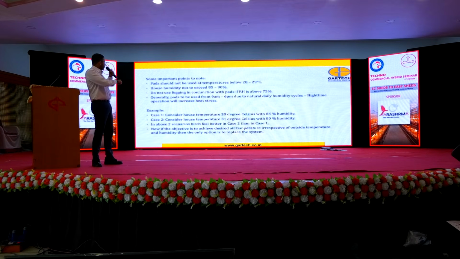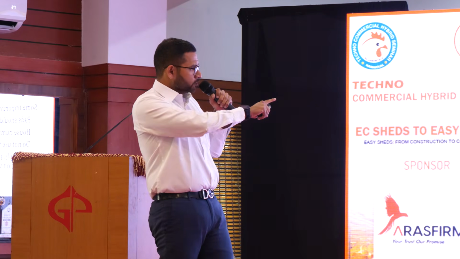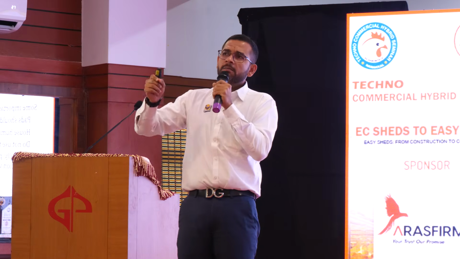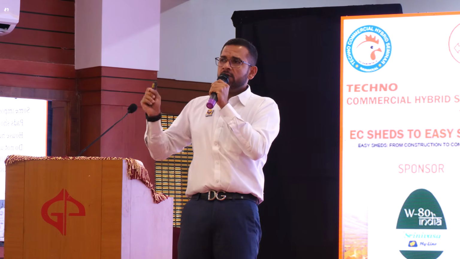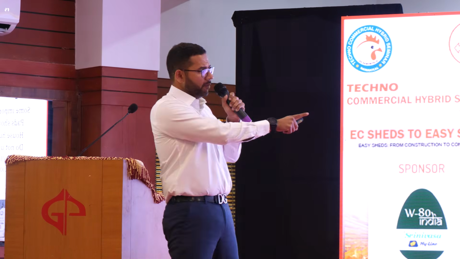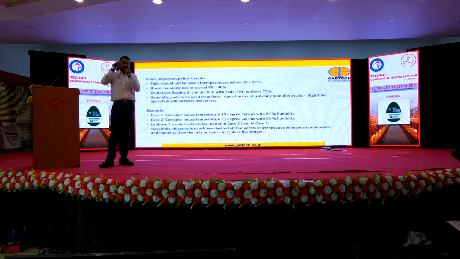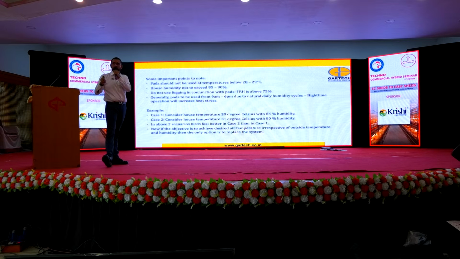One more thing that is very important is this slide at the end. Consider a house temperature of 30 degrees Celsius with 84% humidity, and consider 31 degrees at 80% humidity. In case 2, when the temperature is more, the birds are actually going to be more comfortable than in case 1, although the temperature is less, because the humidity in case 2 is lower. For birds, humidity is slightly more important than temperature, and that is something we have to always remember. Humidity is a bigger enemy than temperature.